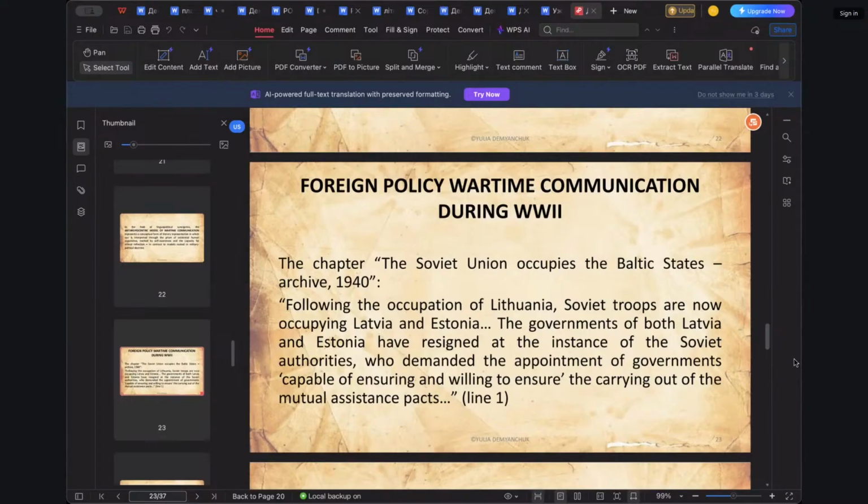In the text of this extract, we identify foreign policy wartime communication, which consists of a political decision, demand to change the government, projection of military power, occupation of territories by the Red Army, and media mediation documentation of the event. This configuration enables international actors to promptly assess the situation, determine its legal and security status.